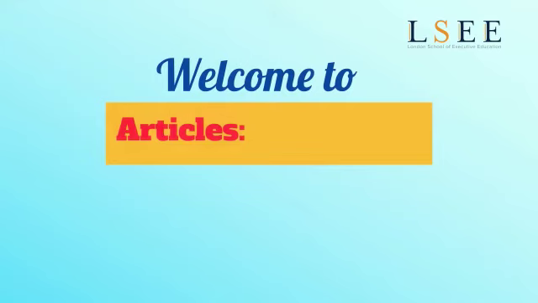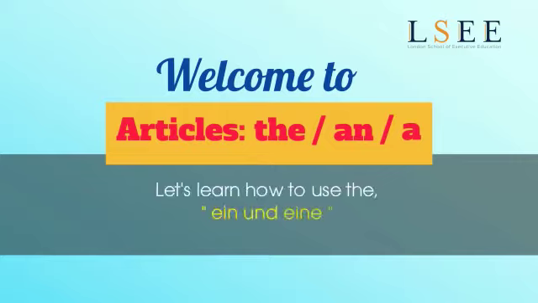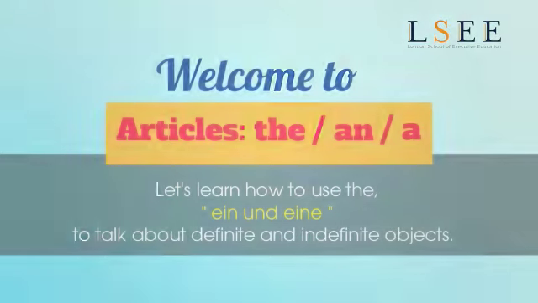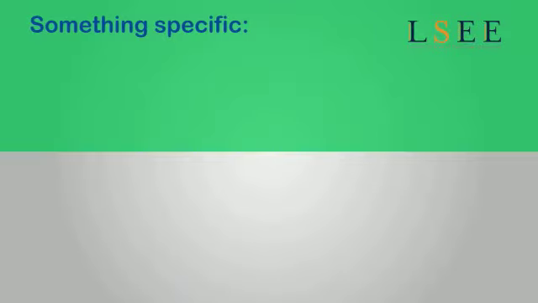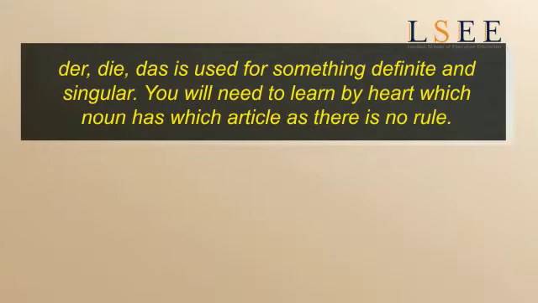From two articles, der, die, das and ein, eine. In this lesson, we will learn how to use der, die, das and ein, eine to talk about definite and indefinite objects. Something specific: Wo sind die Schlüssel? Wo ist das Buch? Something general: Eine Banane, ein Apfel.